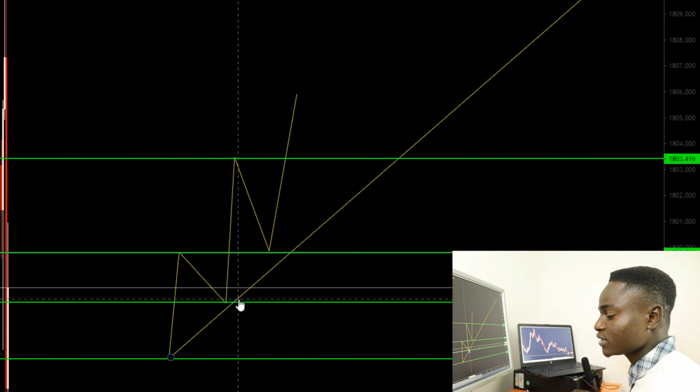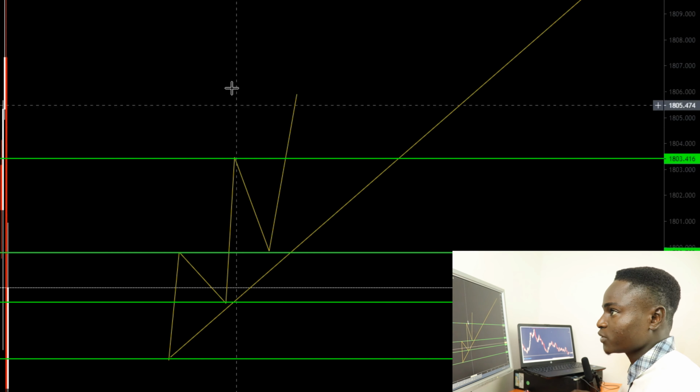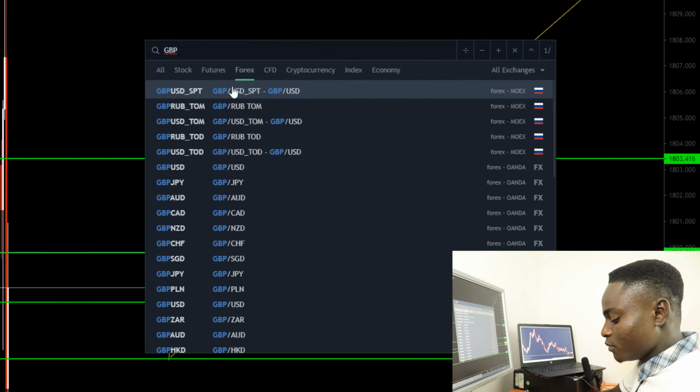Whenever I see this, I wait for some sort of price action signal to get in for a buy right here, to ride it all the way to the upside. And remember, this is what happened to GBP USD, because we took about 300 pips.